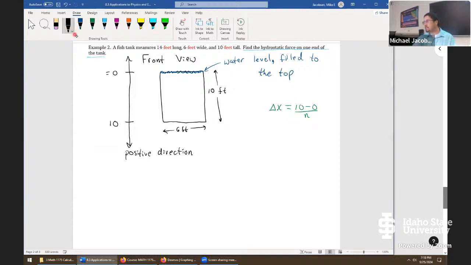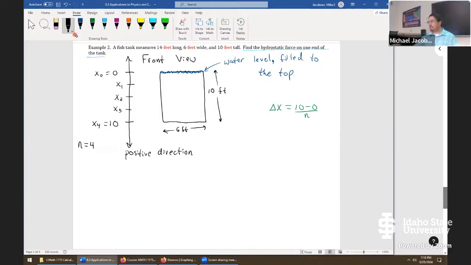So let's write this out as x naught is this one. x naught will be here. x1 will be here. x2, x3, and 10 will be x4. So in my diagram, this is for when n equals 4.